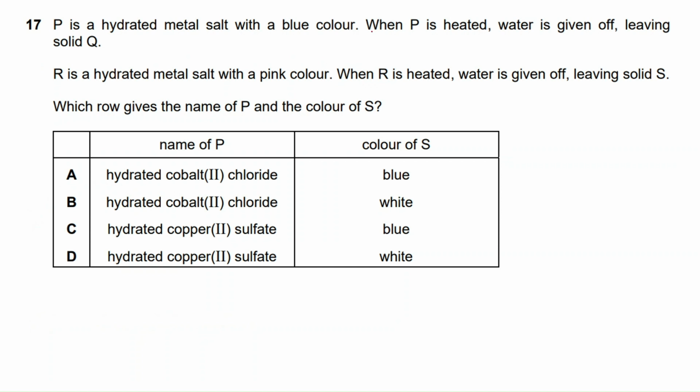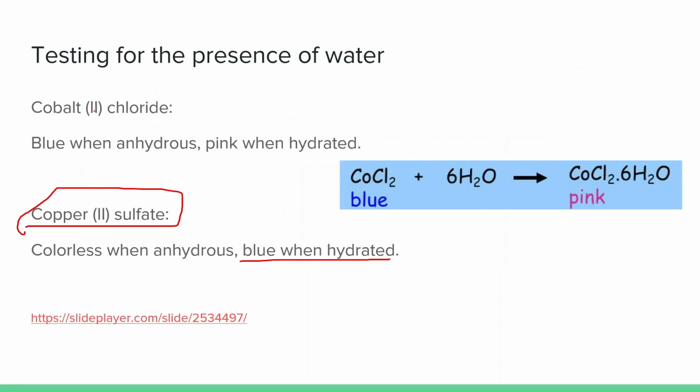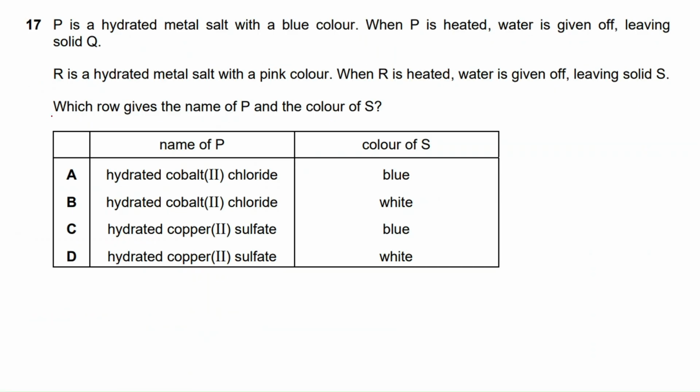Anyways, let's read more. When P is heated, water is given off, leaving solid Q. And R is another hydrated salt with a pink color. Pink means that it's going to be a cobalt fluoride, right? So when R is heated, it leaves a solid S.